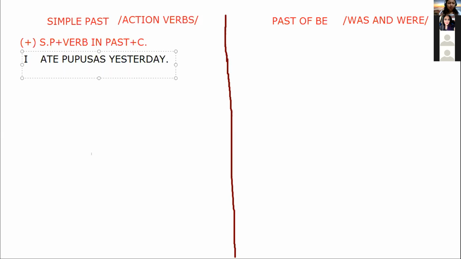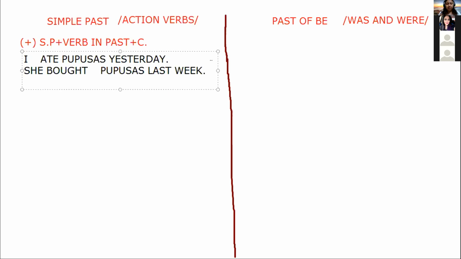So you said bought. She bought what? What did she buy? Give me the complement. Pupusas yesterday. Okay, pupusas. Can you give me a time expression different from yesterday that refers to the past? Last week. Good. Very good. You see, this is the structure. We use the verb in the past.